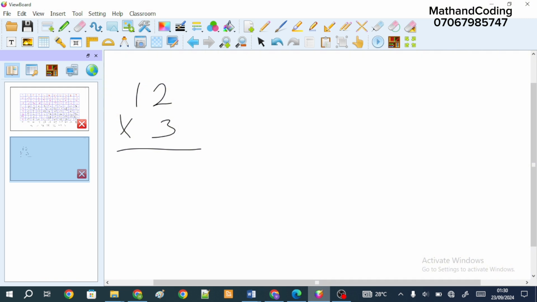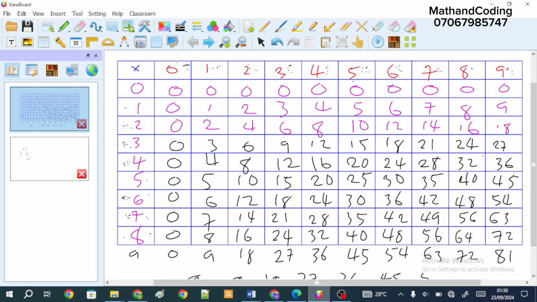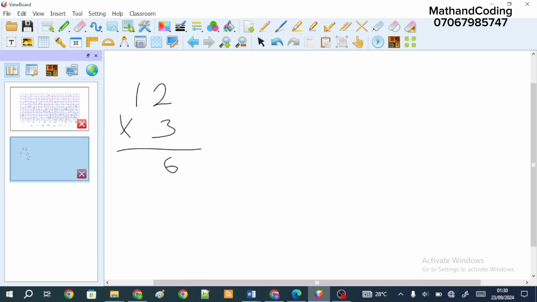So for now, if you've not memorized all of this, don't memorize it, just use the worksheets. So 3 times 2 will give you 6. 3 times 1, go to the worksheet, look at it. If you don't remember it, go to the worksheet and say, what is 3 times 1? 3 times 1 is 3. So you have 3. So 12 times 3 is 36.